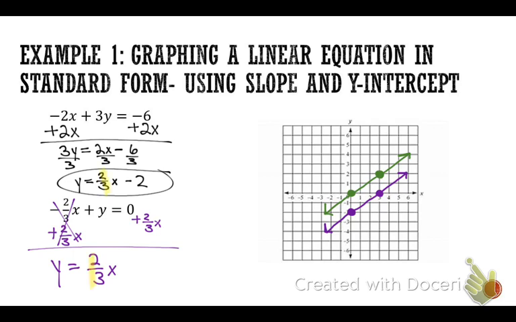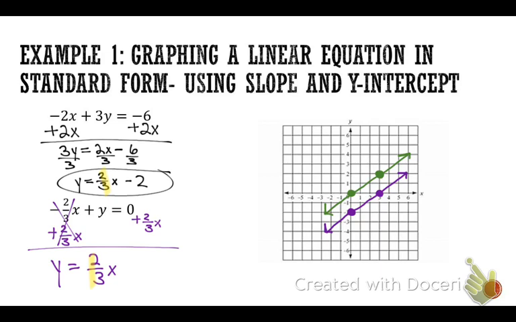Now, the y-intercept has to be different, right? It has to cross the y-axis at a different point. Otherwise, it will be the exact same line. All right? So they are parallel because they have the same slope. That's awesome that you guys were kind of picking up on that. That's really, really good. All right, any questions?